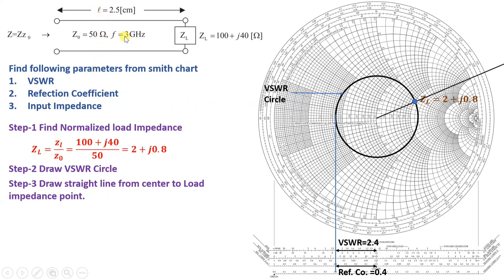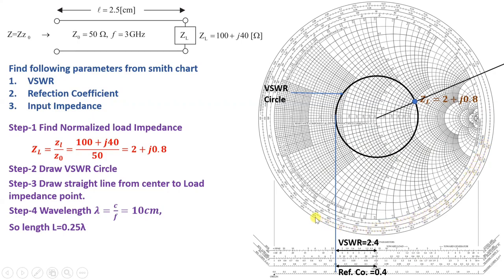So now we will translate this length in terms of lambda. Lambda is velocity c divided by frequency f. Here c is 3 into 10 to the power 10 centimeter per second, and f is 3 gigahertz, that is 3 into 10 to the power 9. So our wavelength is 10 centimeter. Now you see the length is given, that is 2.5 centimeter. So in terms of wavelength, length is 0.25 lambda. So now our agenda is to move the point from this point by 0.25 lambda in clockwise direction.